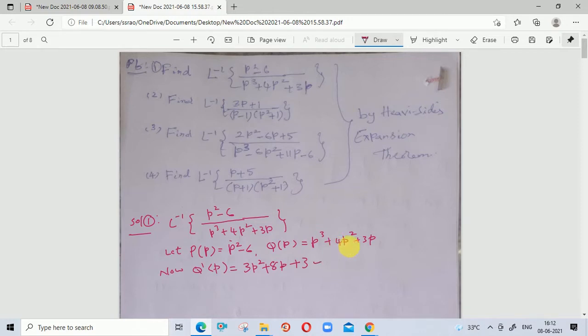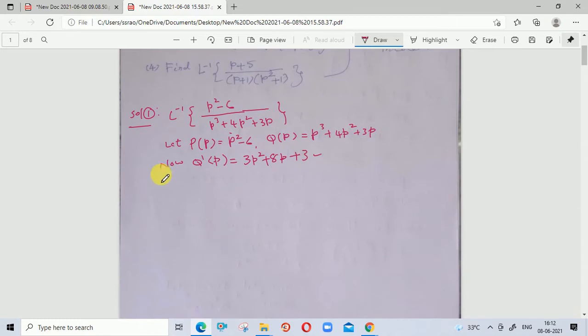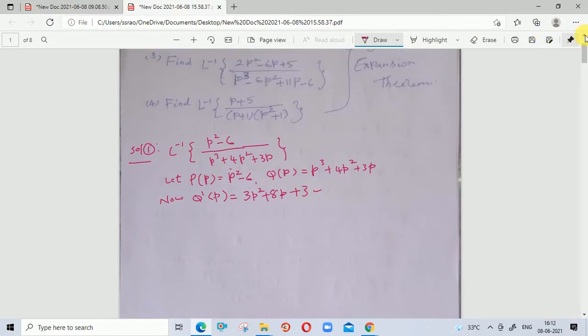Okay, if Q of p is equal to 0, implies p cubed plus 4p square plus 3p is equal to 0. మనం రూట్స్ ఆఫ్ q of p కనుక్కోవాలి. p కామన్ తీయచ్చా? ప్రతి టర్మ్లోనూ p ఉంది కాబట్టి ఇక్కడ p కామన్ తీయచ్చు. p కామన్ ఇస్తే p square plus 4p plus 3 is equal to 0.